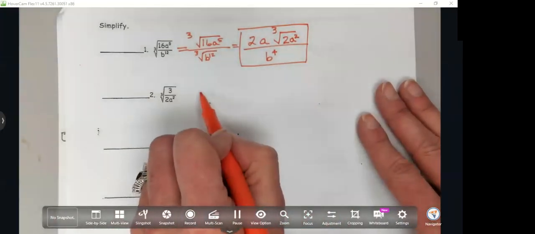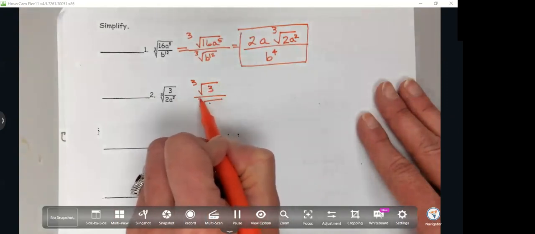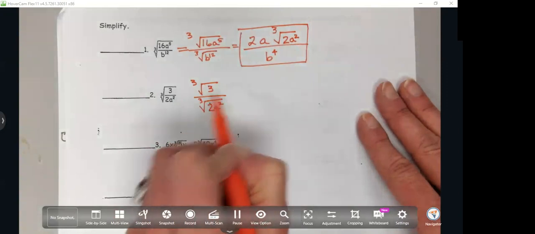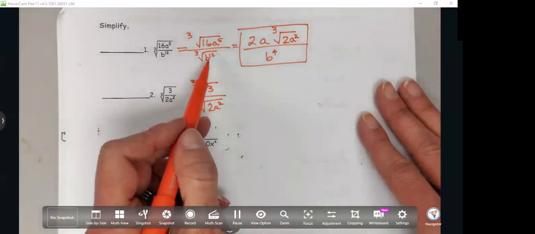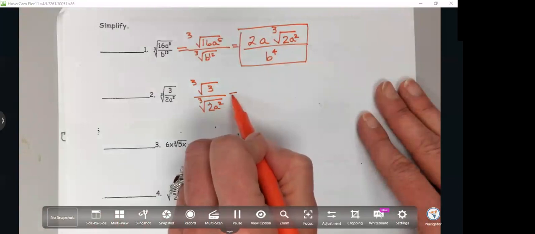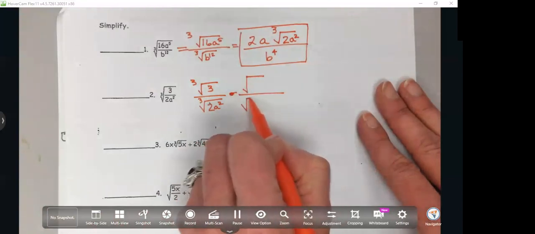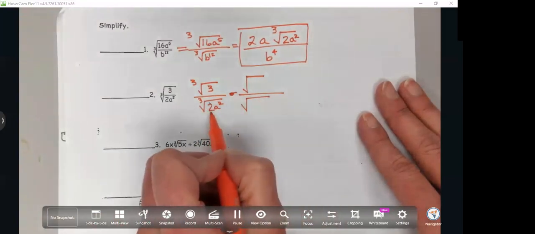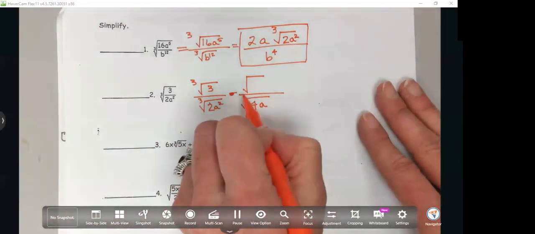Moving on, this is going to be the cube root of 3 over the cube root of 2a squared. Now, I have to rationalize this denominator. This one just worked itself out because this was a perfect cube. This one is not a perfect cube. So I need to rationalize this denominator, which means I need to multiply by something that's going to get rid of this. I need 3 2's. There's only 1 2. So I need to multiply by 4. I need 3 a's. There are 2 a's. So I need to multiply by 1 cube root.